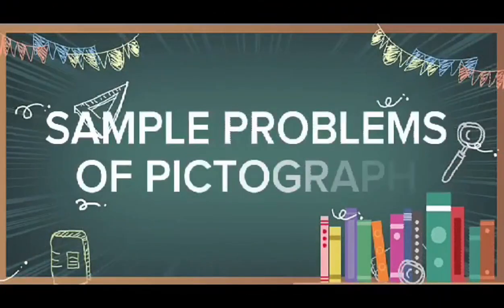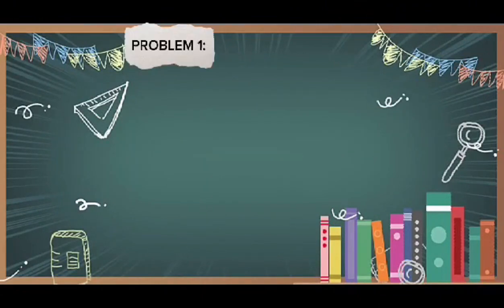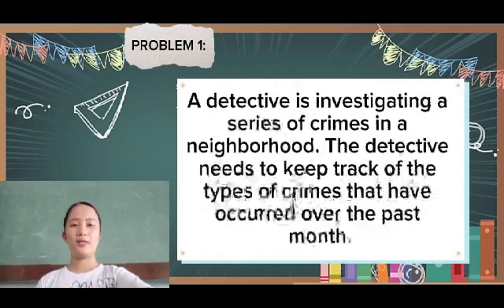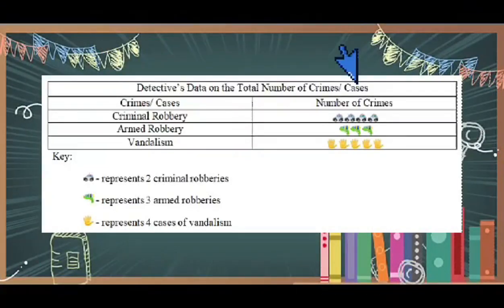So now that we understand the steps and procedure of pictograph, we will proceed to the sample problems. Problem 1. A detective is investigating a series of crimes in a neighborhood. The detective needs to keep track of the kinds of crime that have occurred over the past month. So now, let's present the problem in a pictograph. These two columns represent the category and data. The symbols inside represent the frequency.